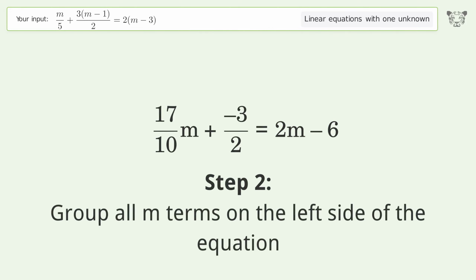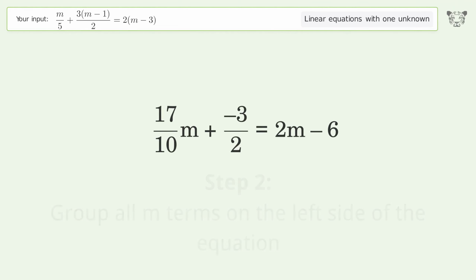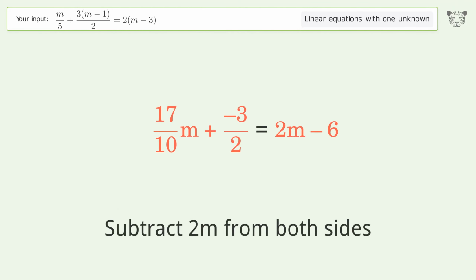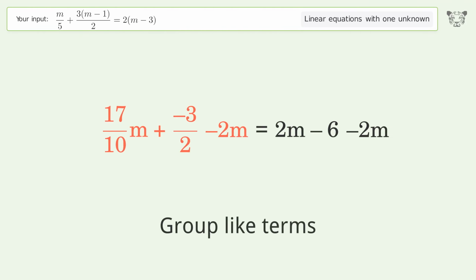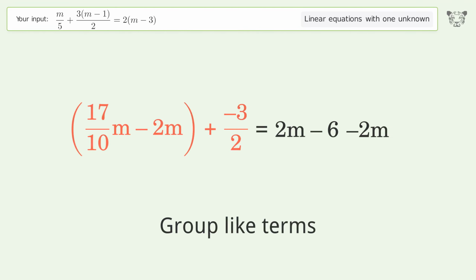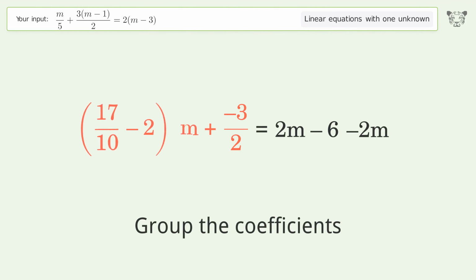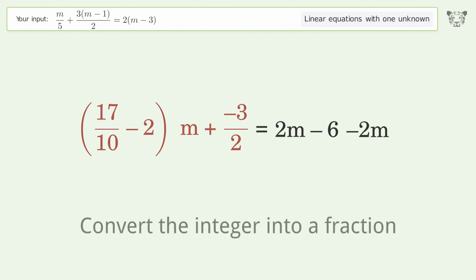Group all m terms on the left side of the equation. Subtract 2m from both sides. Group like terms. Group the coefficients. Convert the integer into a fraction.